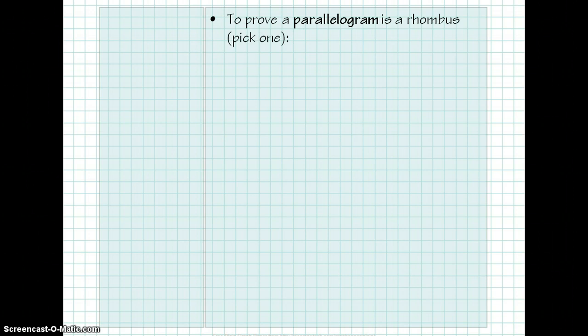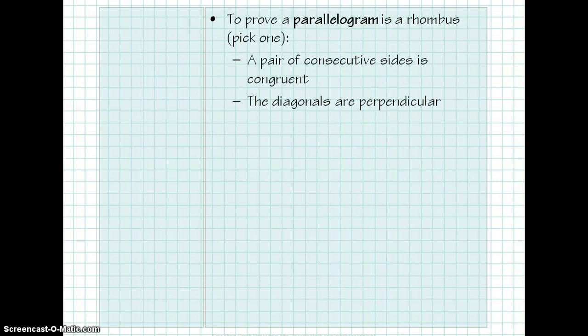Now, if I want to prove a parallelogram is a rhombus, then if a pair of consecutive sides is congruent, if two sides that are next to each other are congruent, well again, it goes back to opposite sides being congruent. If two sides that are next to each other are congruent, then the sides opposite those are congruent, and so all the sides are congruent, so I have a rhombus. And then if my diagonals are perpendicular, then I have a rhombus. Or if I have one diagonal that bisects a pair of opposite angles. So if I have a parallelogram and one diagonal bisects a pair of opposite angles, then I have a rhombus.